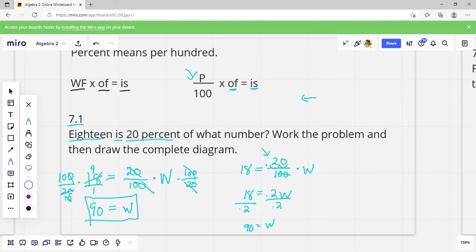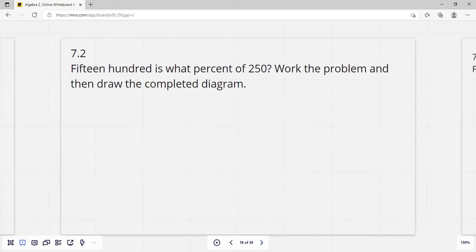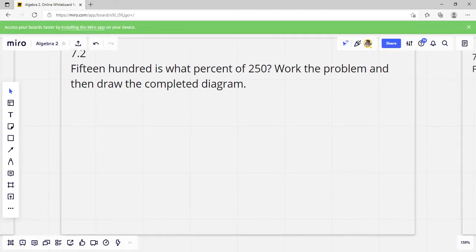If we did 18 divided by 0.2, we've got to move our decimal 1. 9 and 9 is 18. Bring up our 0. So same little formula for both of those. All right, let's try another one. 1500 is what percent of 250?